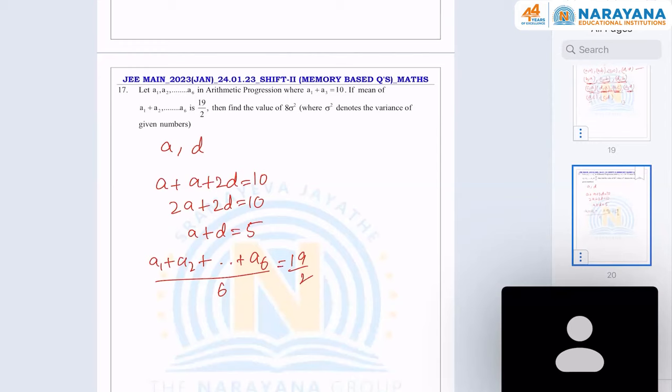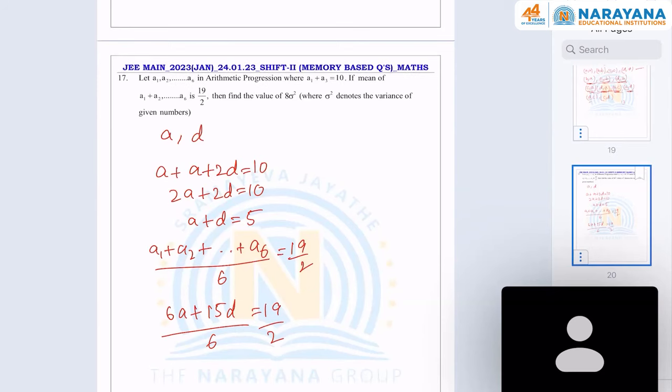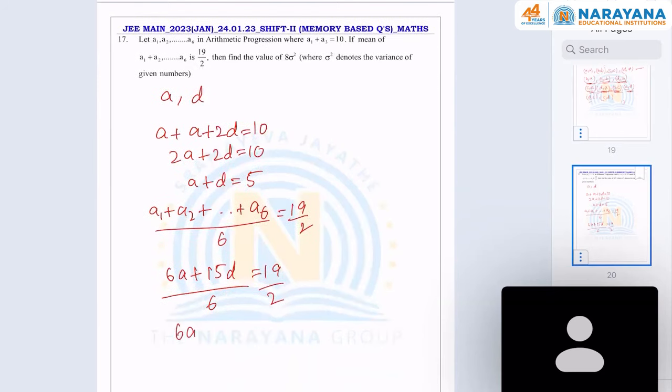So I will add: 6A plus D plus 2D plus 3D up to 5D. So it is equal to 6A plus 15D by 6 is equal to 19 by 2. So here what we are getting, 6A plus 15D is equal to 57. So this is equation 1, and A plus D equal to 5 is equation 2.